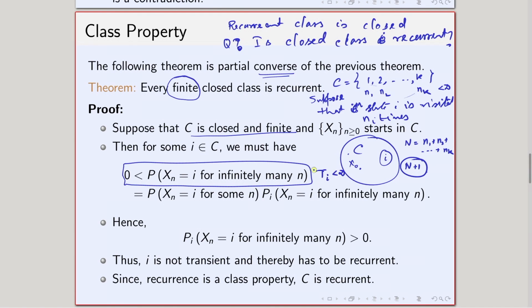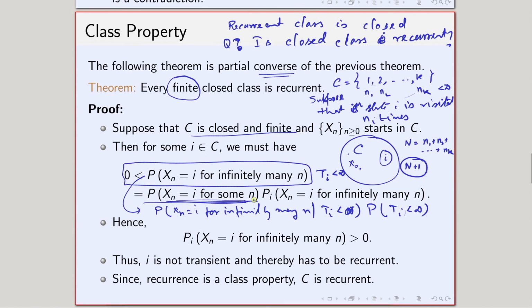Let us do the conditioning with respect to Ti less than infinity. If I do the conditioning with respect to Ti less than infinity, then we get this. We can write that it is nothing but the probability that xn equals i for infinitely many n given Ti less than infinity, multiplied by the probability that Ti is less than infinity. Probability Ti less than infinity means that for some n I will visit the state i.